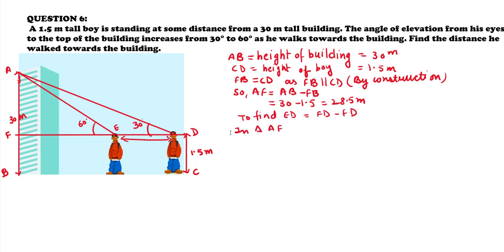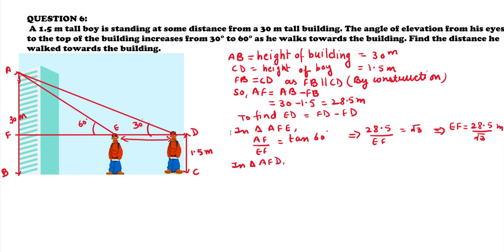So in triangle AFE, AF upon EF is equal to tangent 60 degree. That implies 28.5 upon EF is equal to root 3. That implies EF is equal to 28.5 upon root 3 meter. As root 3 is in the denominator, we will have to rationalize this number later on. In triangle AFD, AF upon DF is equal to tangent 30 degree. That implies 28.5 upon DF is equal to 1 upon root 3. That implies DF is equal to 28.5 root 3.